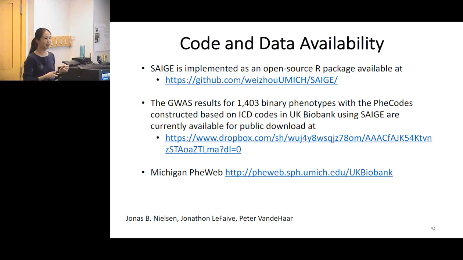If you want to look at any GWAS results for any of these binary phenotypes in UK Biobank, you can go download them. We have also included these results in the Michigan PheWeb, which is a web server for people to browse those GWAS results, and then you can click on any dots and see higher resolution results by looking at the regional association results.